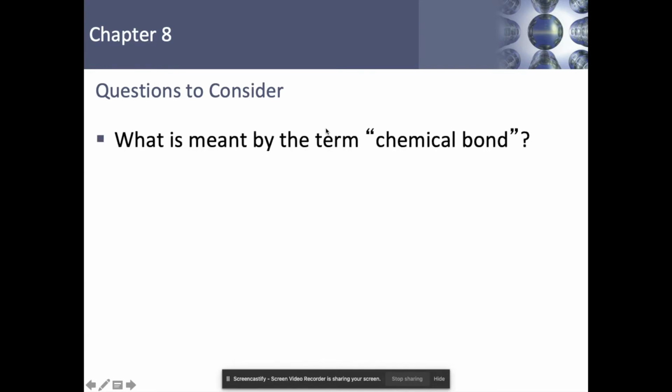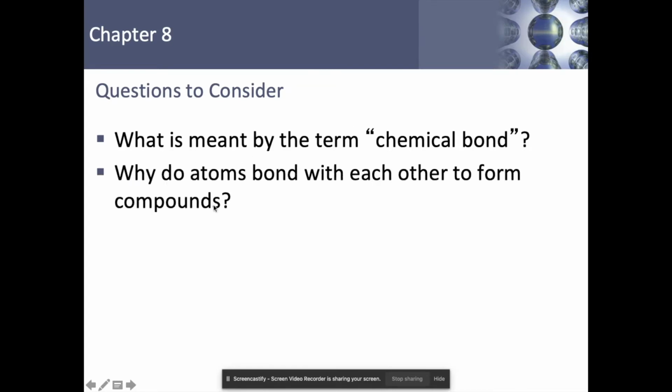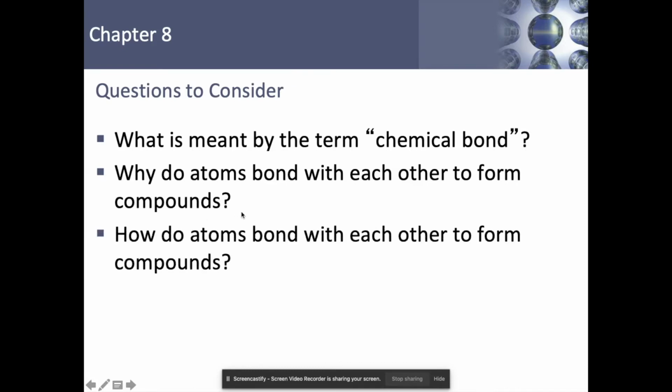Questions to consider. The first thing is, what is meant by the term chemical bond? In other words, what exactly is a bond? Why do atoms bond with each other to form compounds? Generally speaking, most people would probably think, why do molecules form? Why aren't we just atoms bouncing around and that's it? What is the driving force for forming something like a compound? How do atoms bond with each other in order to form these compounds? Those three questions are what are going to be driving us through this chapter.